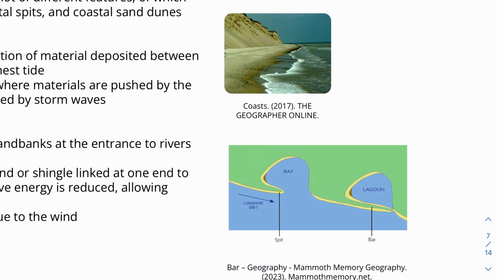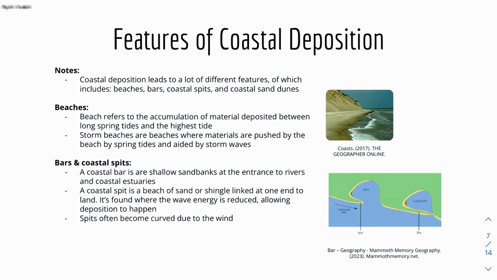And over time, when longshore drift happens and the spit deposits more, it will cut off the bay right here, which will form a coastal bar, and the bay will be called a lagoon in this case. And here's a quick note: spits often become curved due to the wind because it comes in from one direction like this, so it will curve.